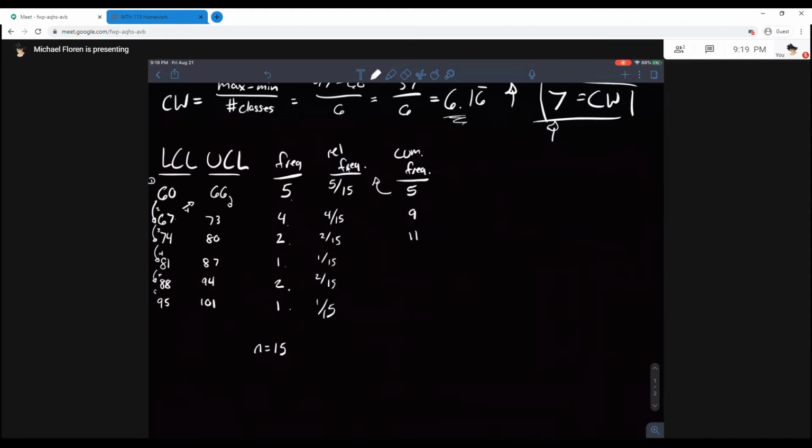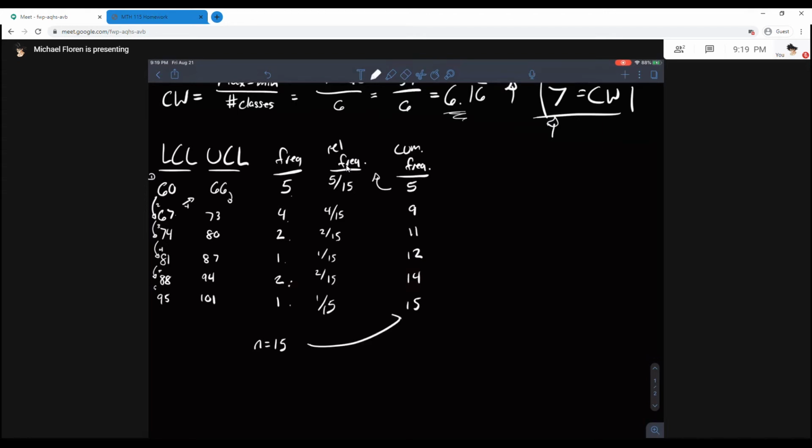One quick trick that you can use is this: 11 is the sum of everything on top. So instead of having to do 1 plus 2 plus 4 plus 5, I already did 2 plus 4 plus 5. That's 11. So I can just do 1 plus 11 to get 12, or 2 plus 12 to get 14. So whichever way works best for you.